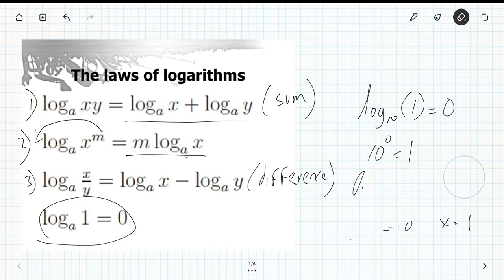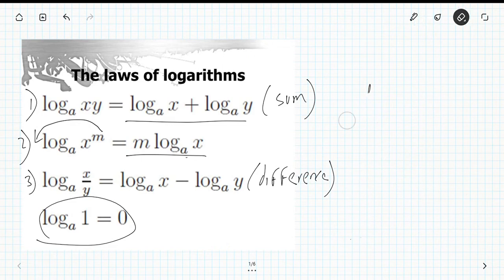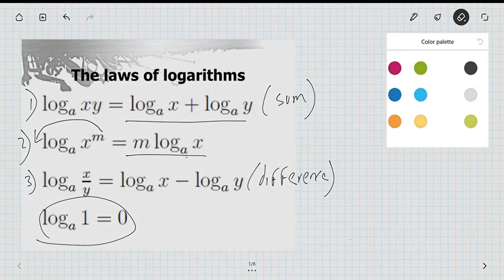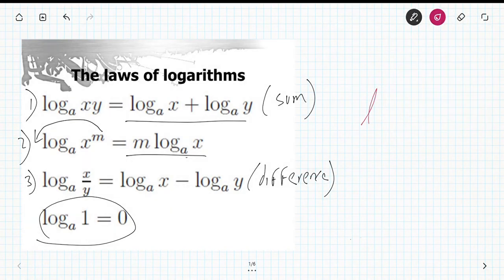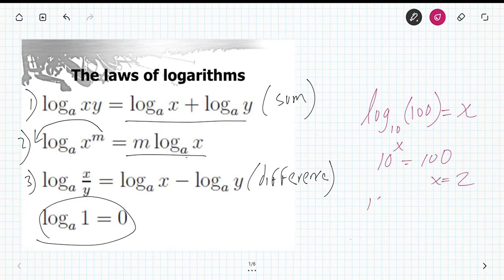Okay? Now let's go and do another example. For example, let's say that the log base 10 of 100 equals some exponent. Okay? So that just means that 10 to the exponent x equals 100. Now the only way you can, well, I mean, there's several things, right? You can say that your only choice is 2, because 10 squared equals 100. Okay?